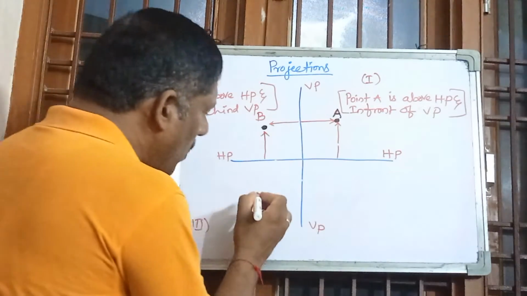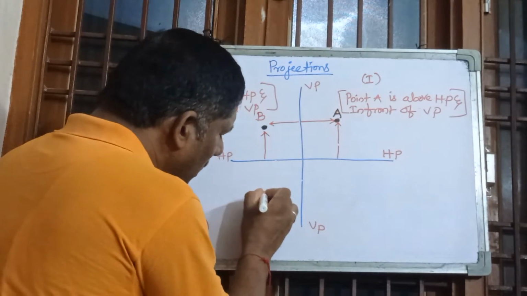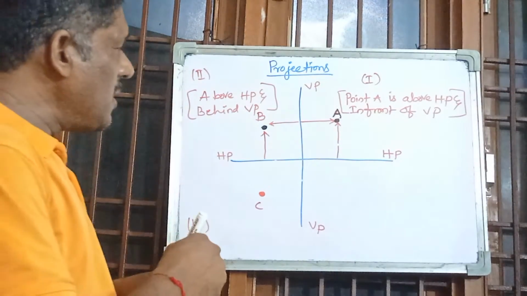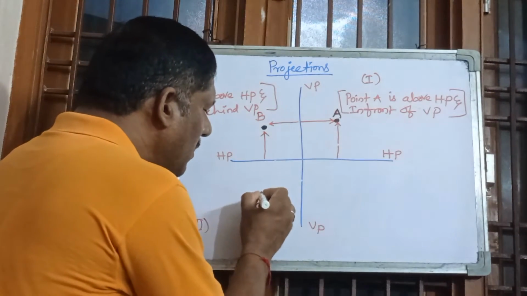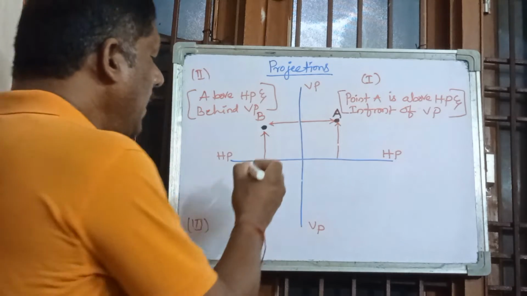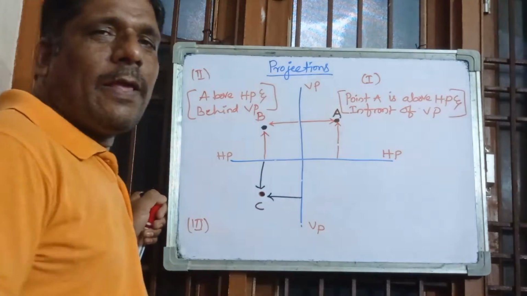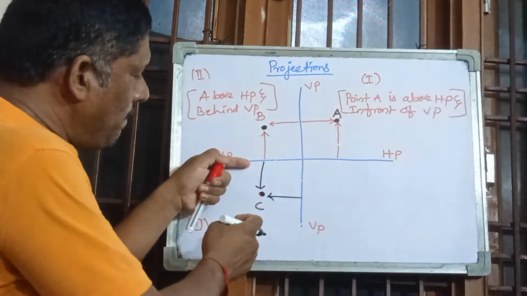Suppose the point C is there here. Point C is in the third quadrant. How can you say this? Point C is in the third quadrant means now you can say easily, the point C is below HP.